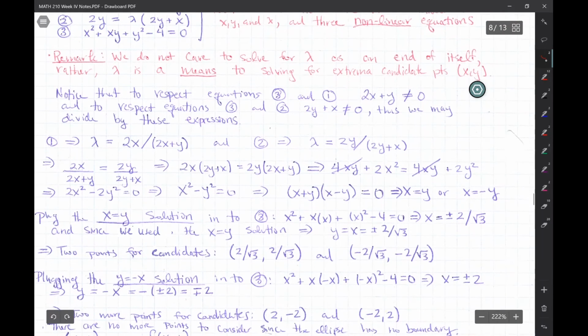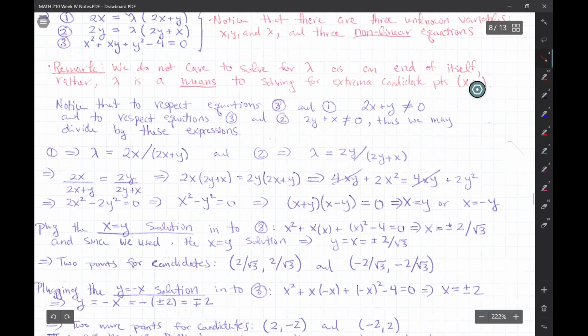And what we then do is take the solutions we got from 1 and 2 and plug them into 3. Okay, so first I'm going to start with the x equals y solution. Plug it into 3. 3 is right up here. And so you have x squared plus x times y, but we're plugging in the y equals x solution. So then y is also equal to x. So that's coming from plugging in y equals x. This was a y squared over here, but we're plugging in y equals x. So we get that there. And we solve and we get that x is equal to plus or minus 2 over root 3.